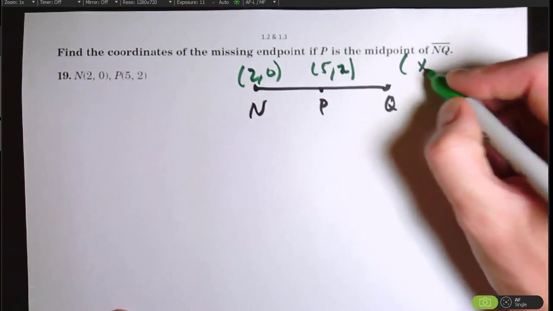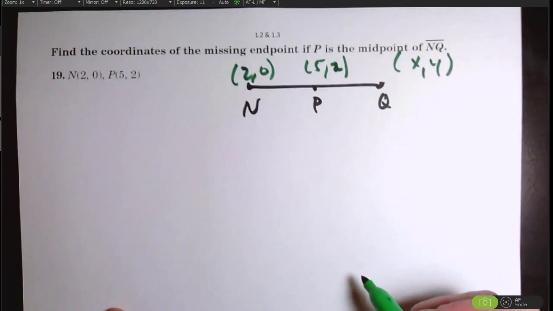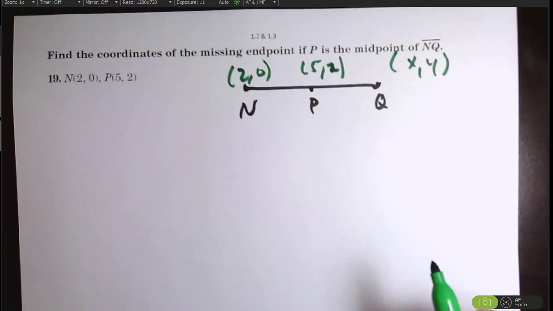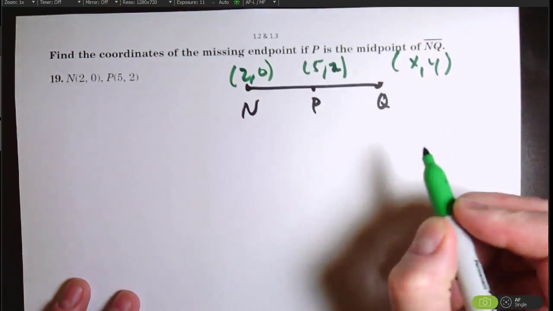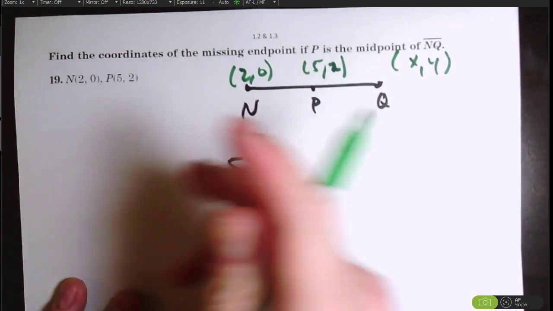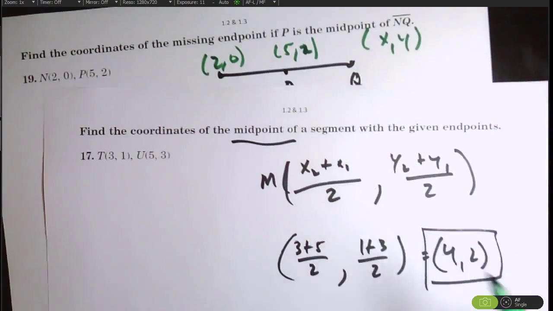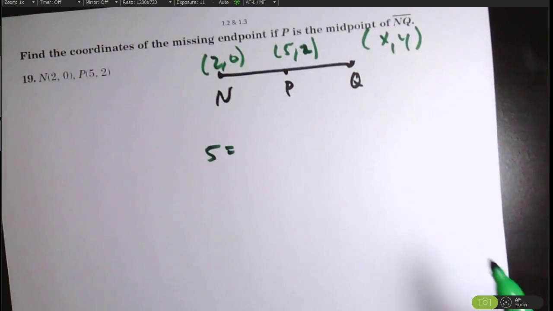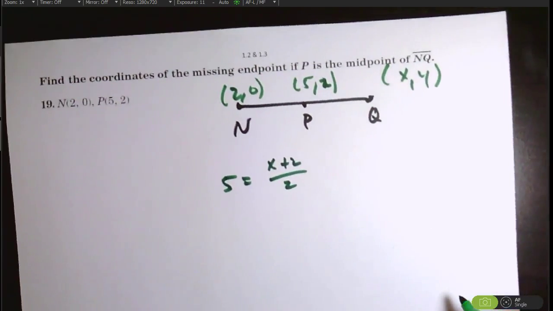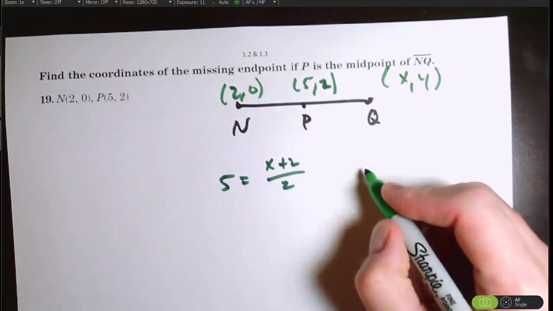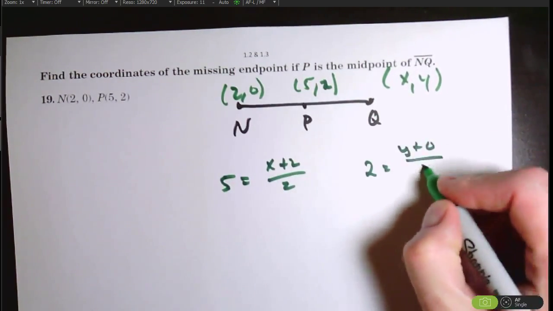So the question is, what would the x and y be so that I get this midpoint? Some of you might be pretty good at intuiting what that number would be, but there is a way to do this. I know 5 is the x value of the midpoint. So 5 has to equal, if I go back to my formula, x2 plus x1 over 2. Well, x2 plus x1 is x plus 2, over 2. Same thing for the y's. The y value of the midpoint, which is 2, has to be the average of the y's. So y plus 0 over 2.